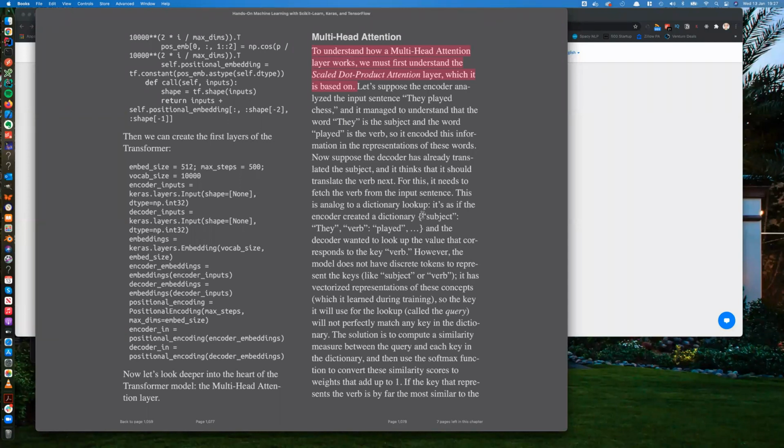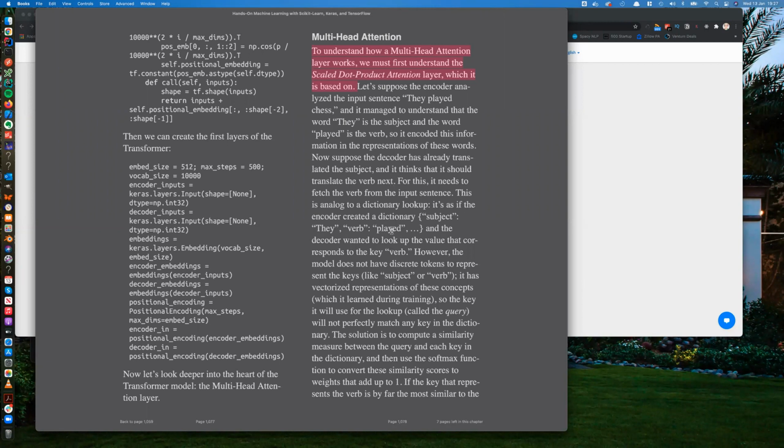Okay. So he says let's say the encoder analyzed this sentence, "They played chess." And here "they" is the subject, and the verb is "played." Let's say the decoder has already done the subject. Basically, when it analyzed this sentence, it created a dictionary. So the subject was "they," the verb was "played," and then I guess the noun, or I don't know what, I'm not great on parts of speech, was chess. So the encoder created this kind of dictionary.